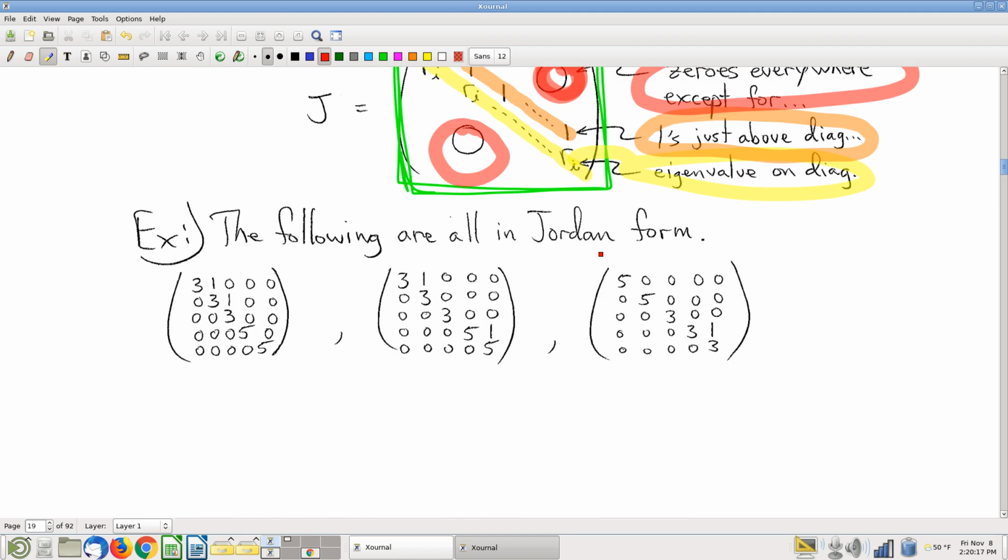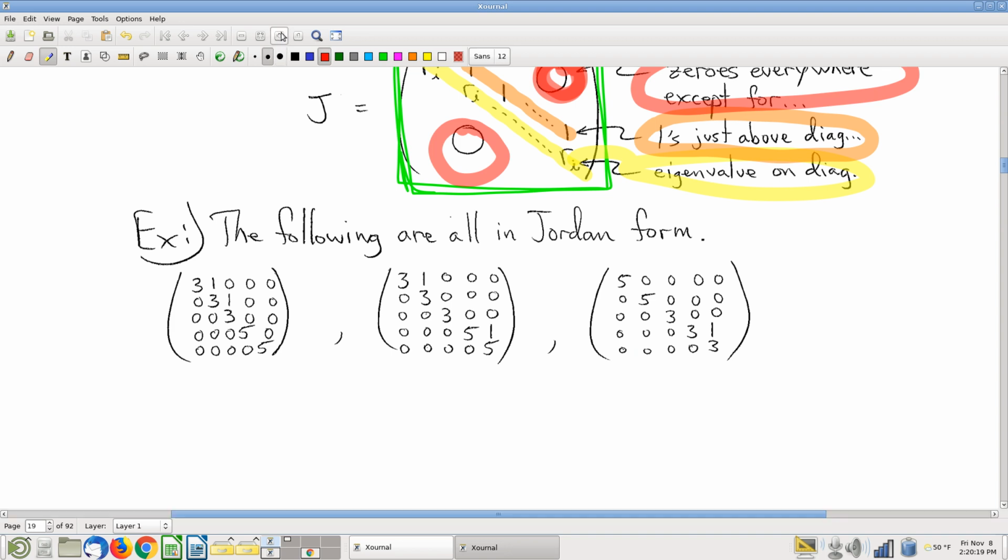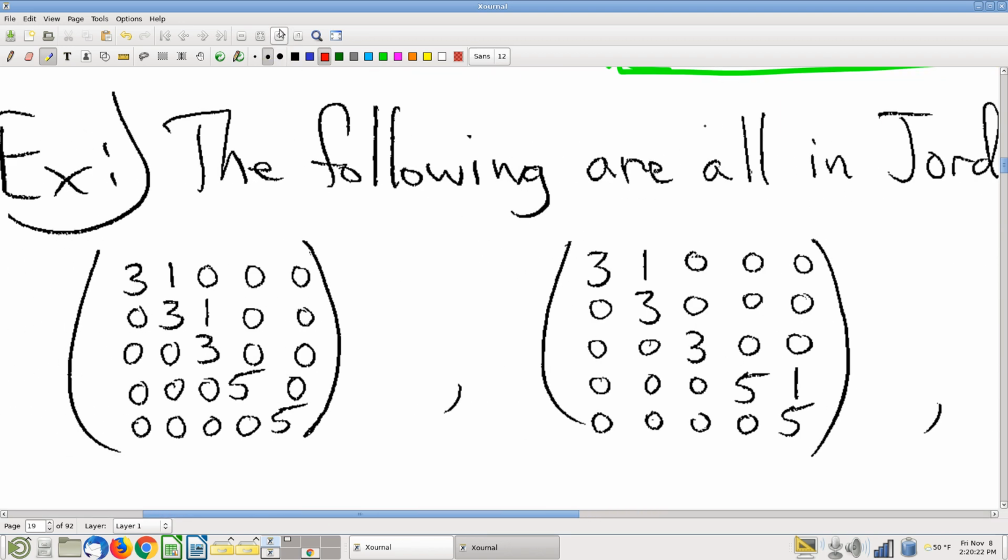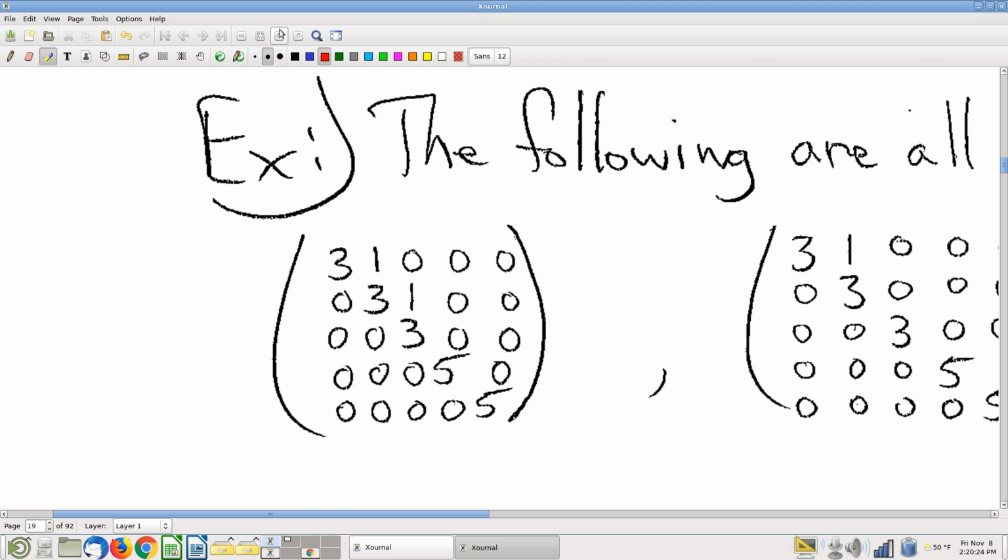And just by way of a couple of examples, let's look at these. These are all in Jordan form. Let me color in. So you'll notice here, this is an eigenvalue block, and this is an eigenvalue block. Notice it follows the rules, right? We've got all a single number on this diagonal, and a single number on this diagonal. So the original matrix for which this is Jordan form, the eigenvalues are 3 and 5.